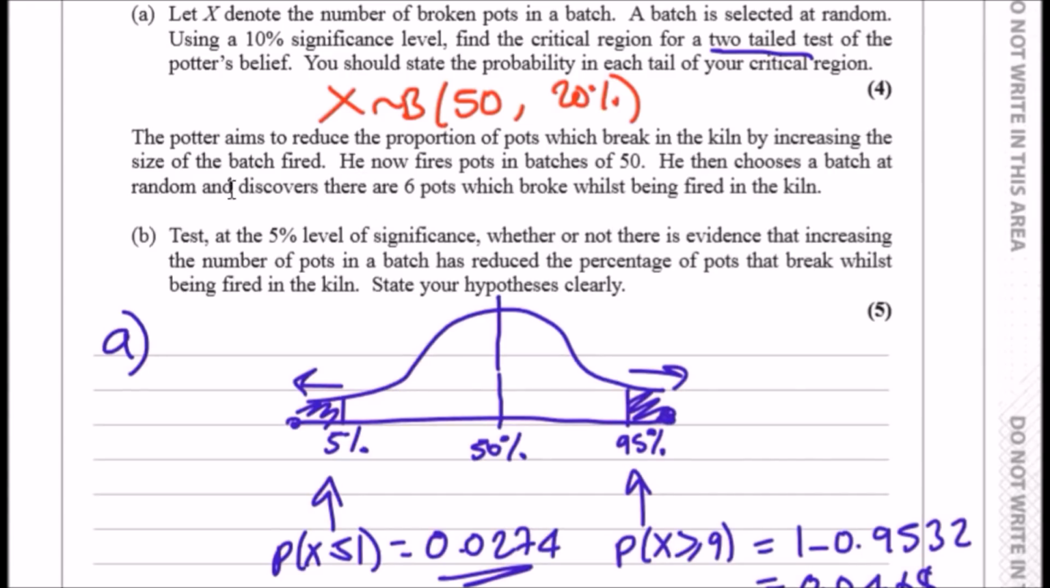So now let's have a look. Test at the 5% level of significance whether or not there is evidence that increasing the number of pots in a batch has reduced the percentage of pots that break whilst being fired in the kiln. Just to recap, 6 over 50 is the same as 12%. So technically it's under 20%.